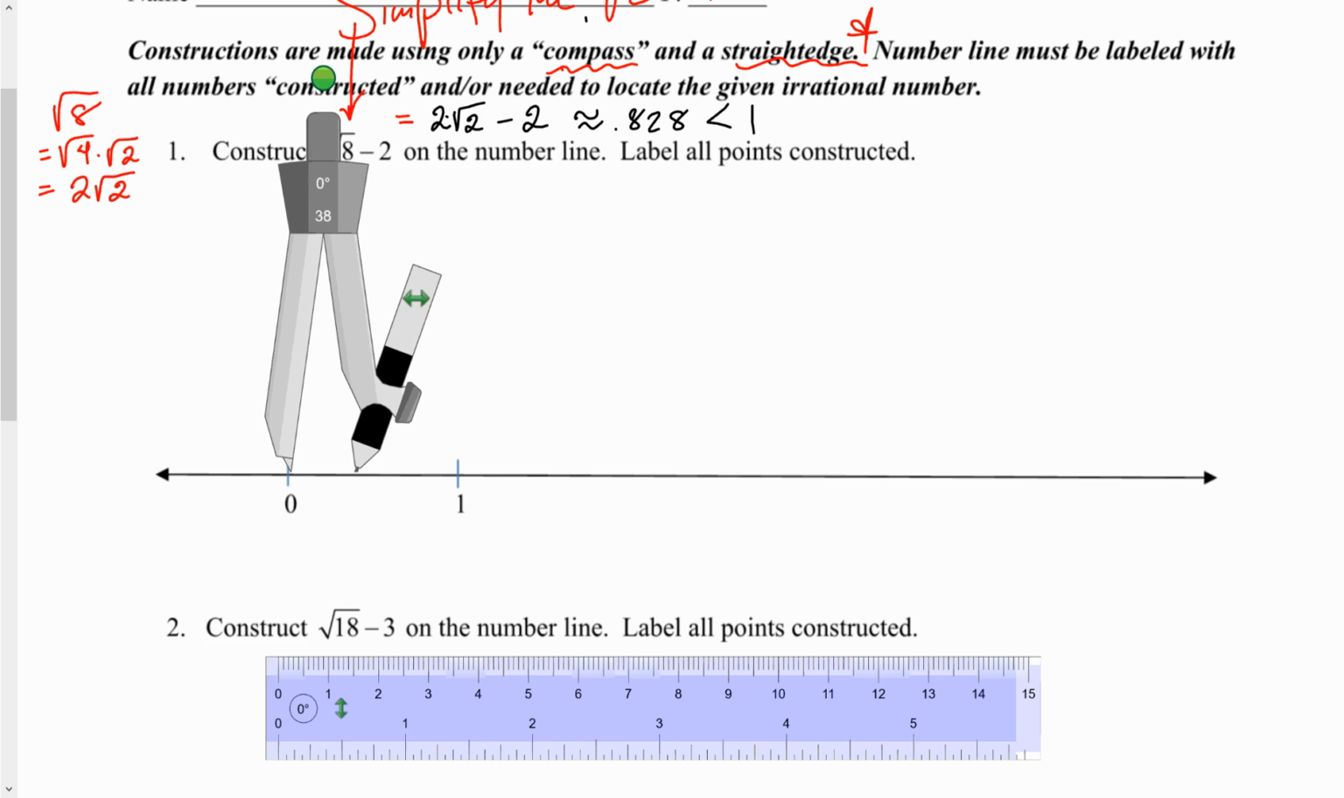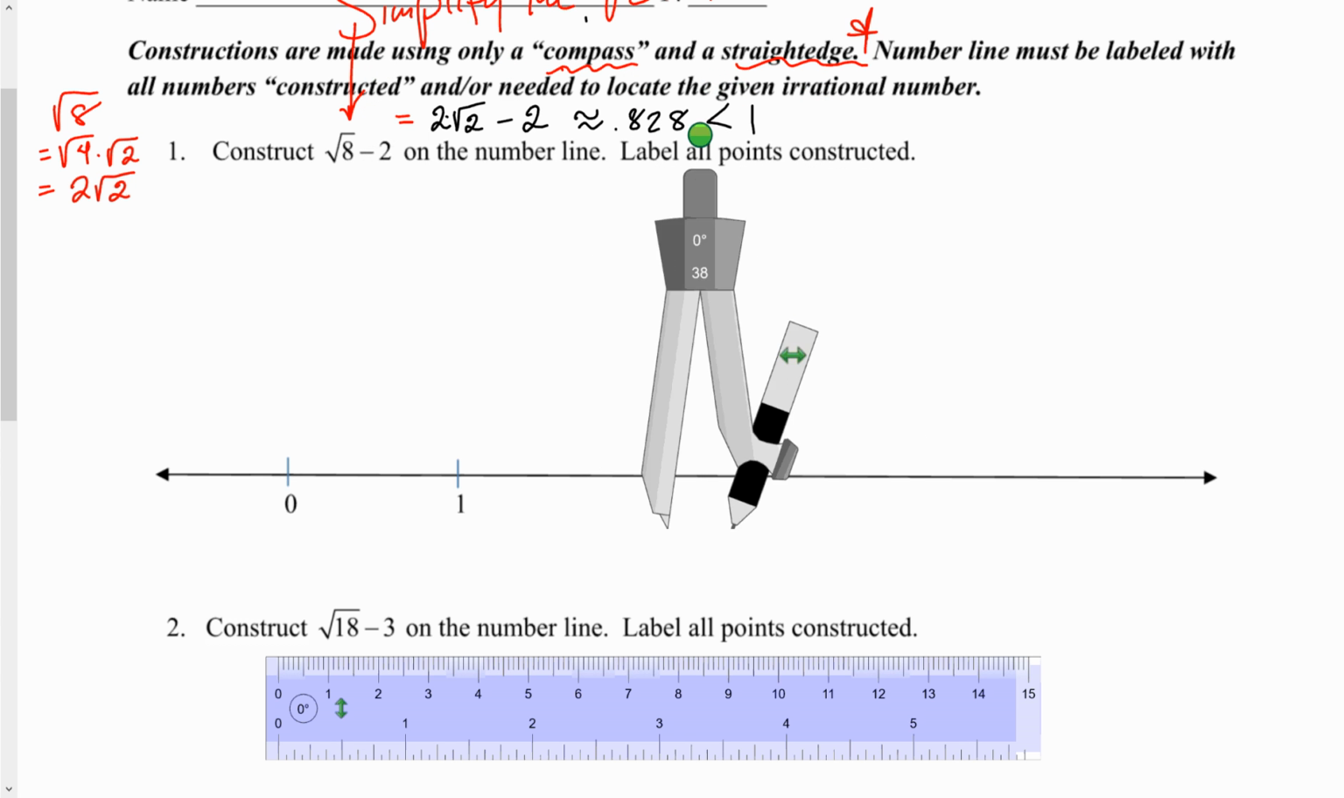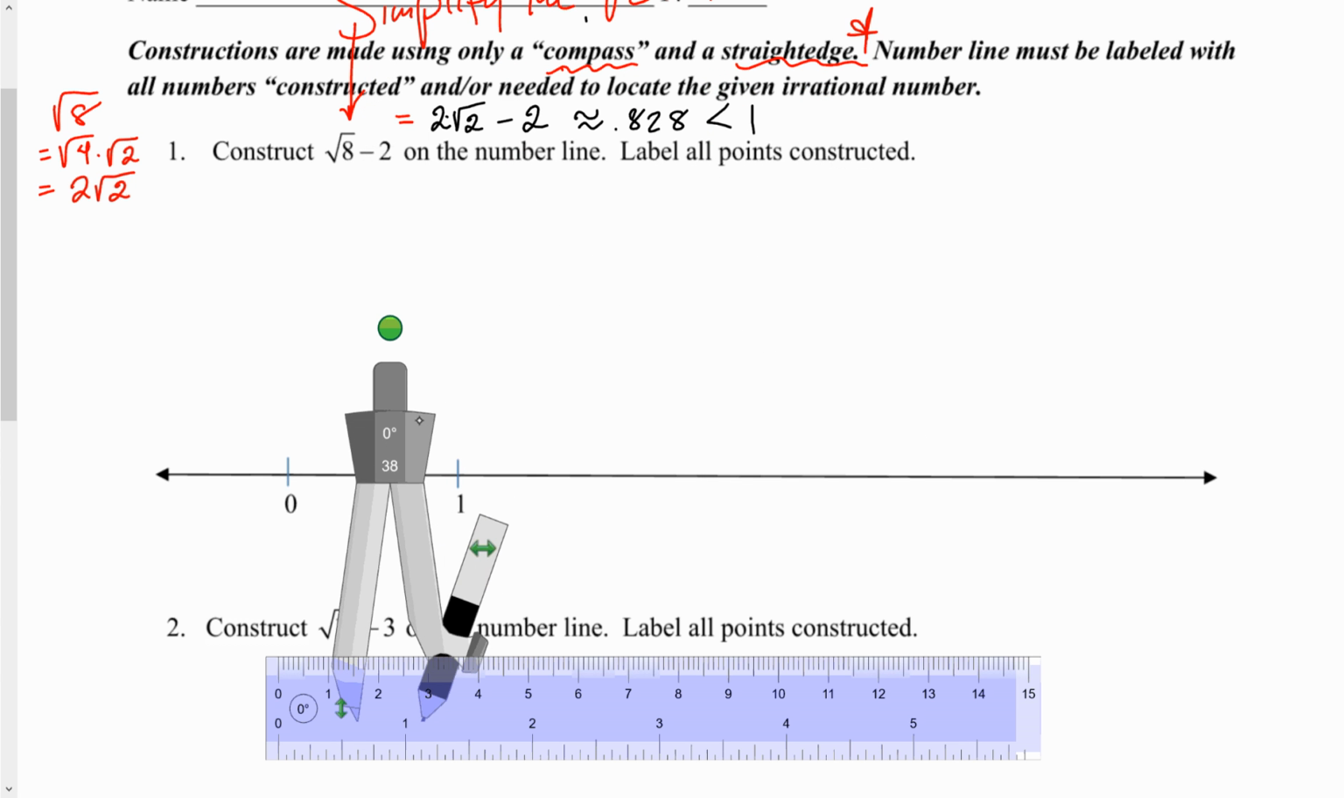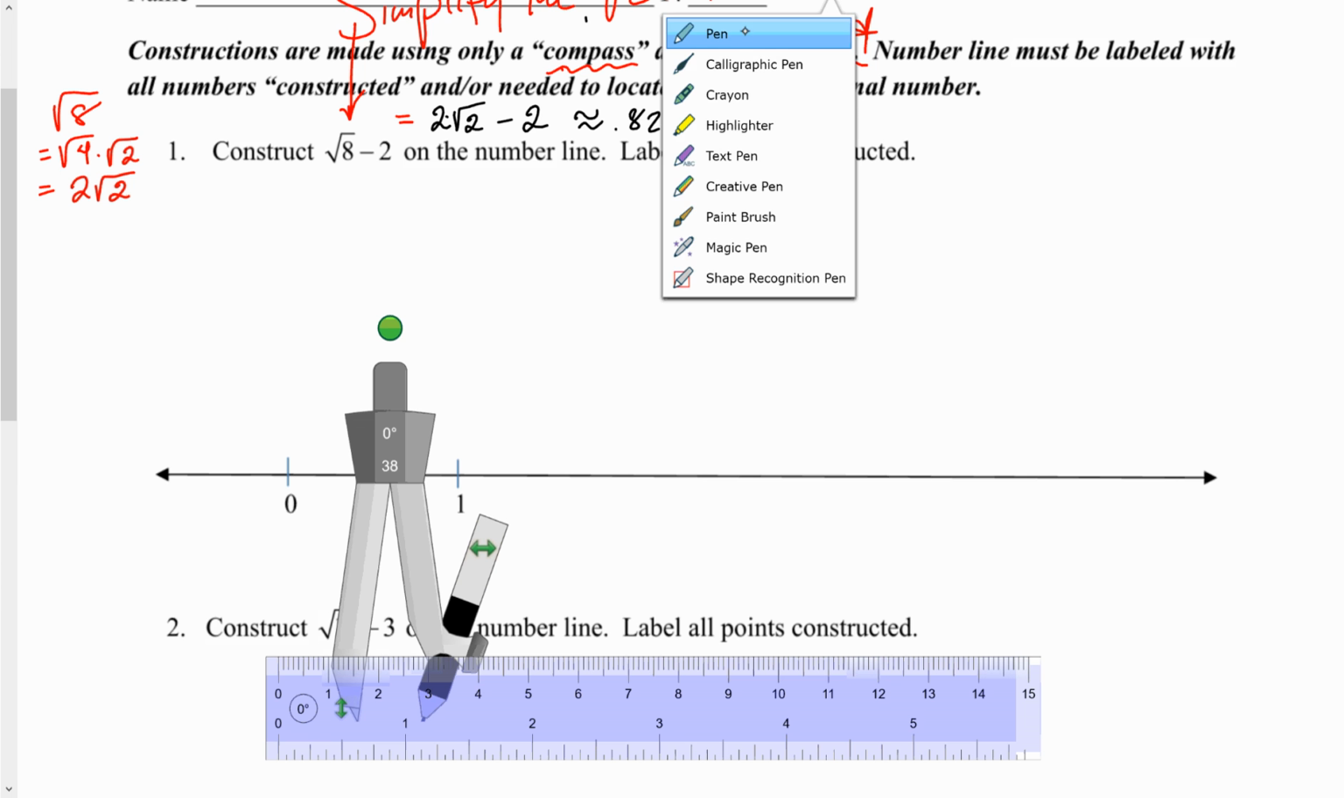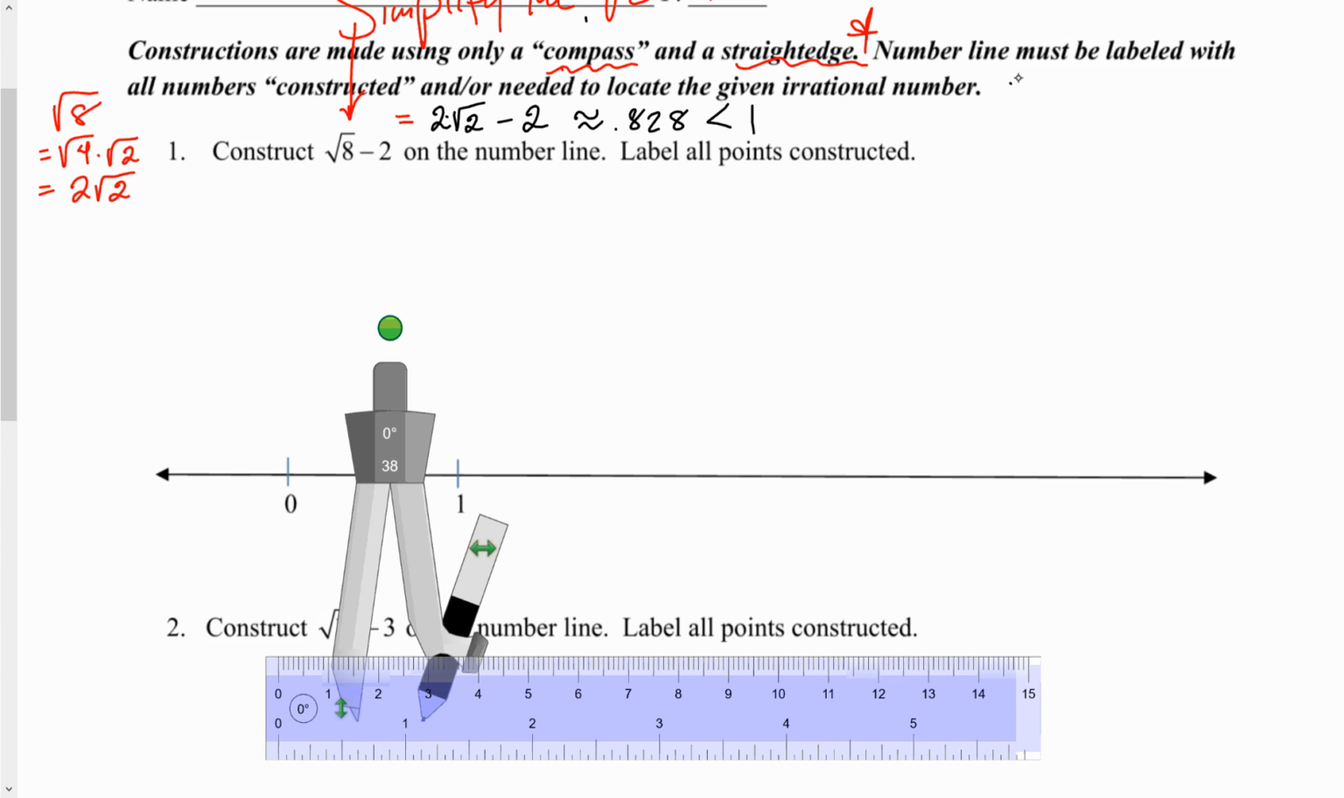So here we go. The first thing we're going to do is construct root 2 first. Let me make a little note of that. I'm just going to go through this pretty quickly here because we already did that before, and you should already be good at that. So you want to construct root 2 first.